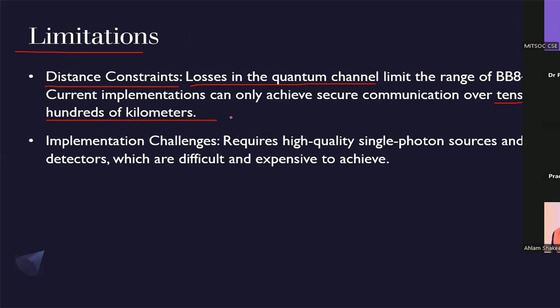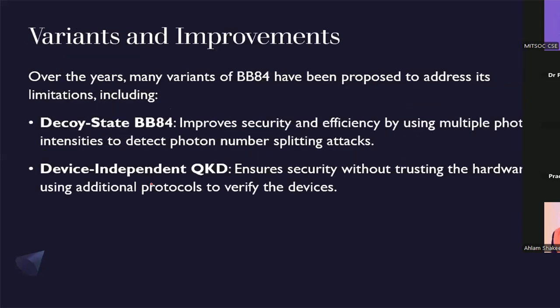This again depends on what kind of quantum network or quantum channel we are going to use. And here we have the implementation challenges. It requires a high quality single photon source, which is difficult to have, and most important are the detectors. At the receiver side, we want strong detectors, which are difficult and expensive to achieve. So basically, these two limitations we have with this particular algorithm.